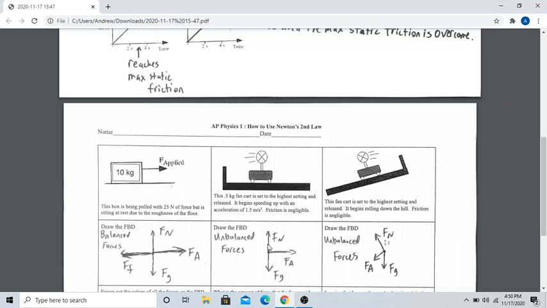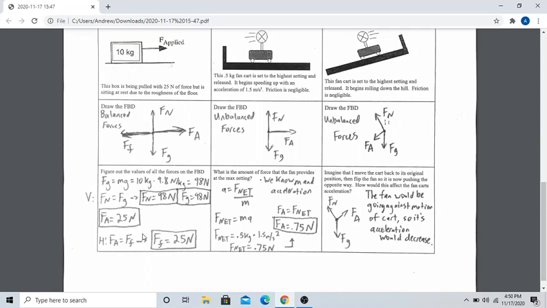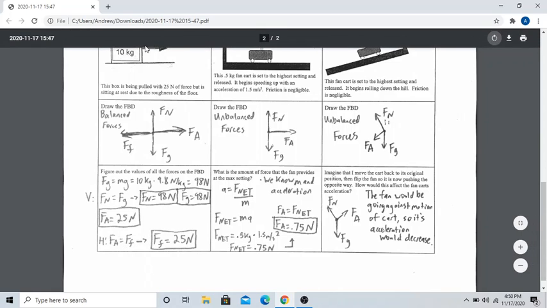All right, so we had a chance to work through these questions, so let's talk about them. We'll start with the first question, for the box being pulled to the right. It says, figure out the values of all the forces on the FBD. What this means is I want to know how much each one of these forces equals.